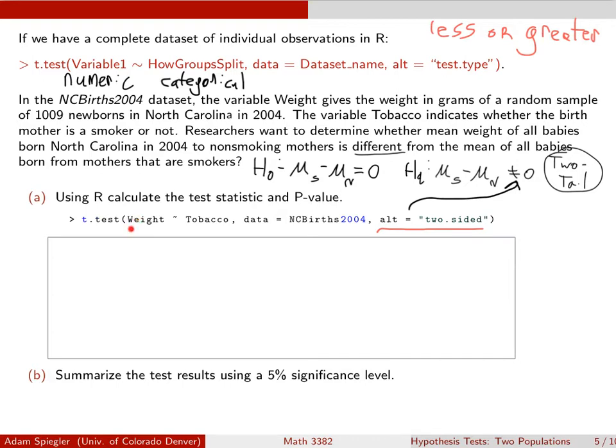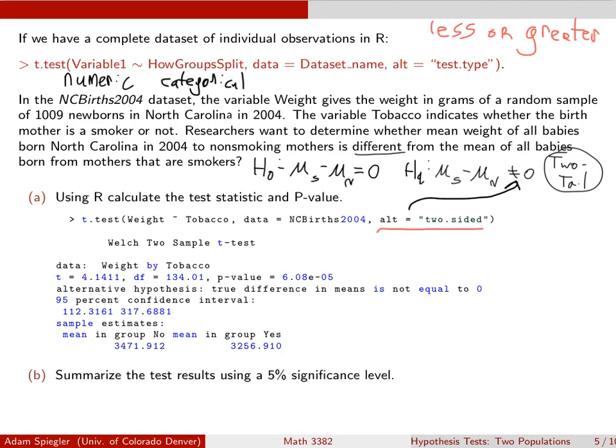So the first thing we enter is the numeric variable that we're calculating the mean of. This is a little squiggle, right? So this is a tilde. And then we describe how we're going to split up our categories. And here it's going to be whether or not the mothers said they used tobacco. And here's a look at what the output looks like.